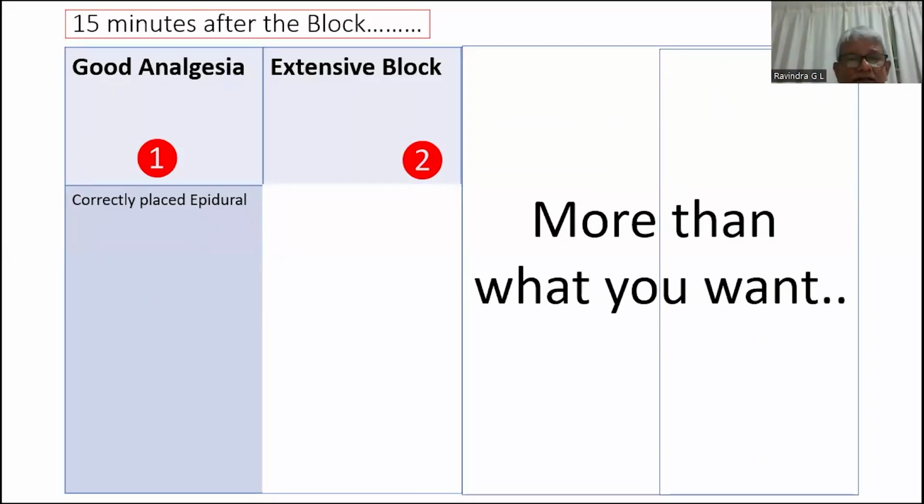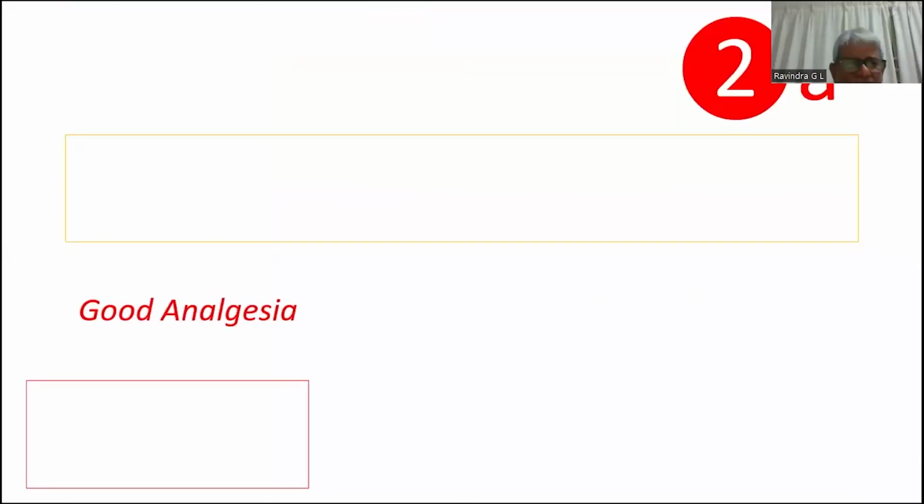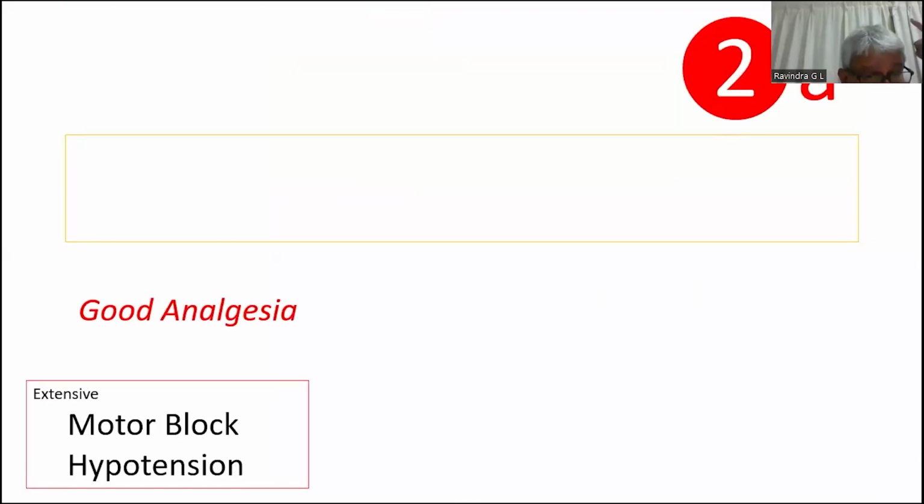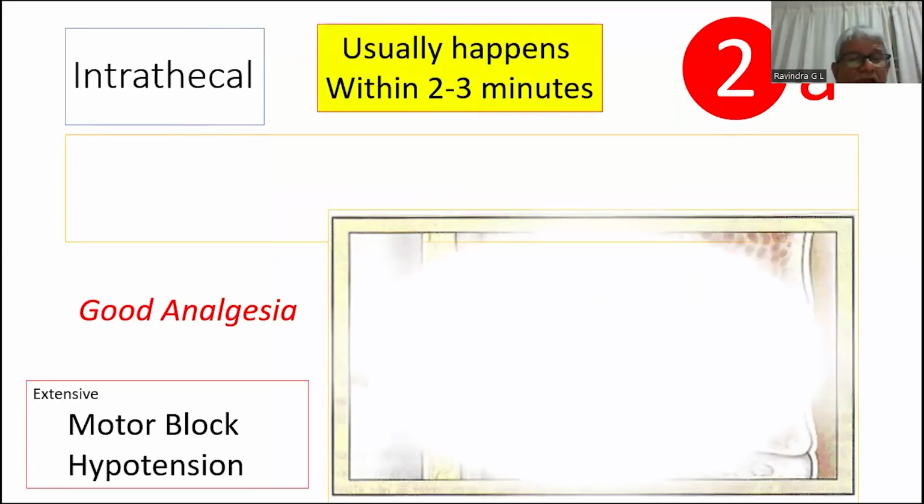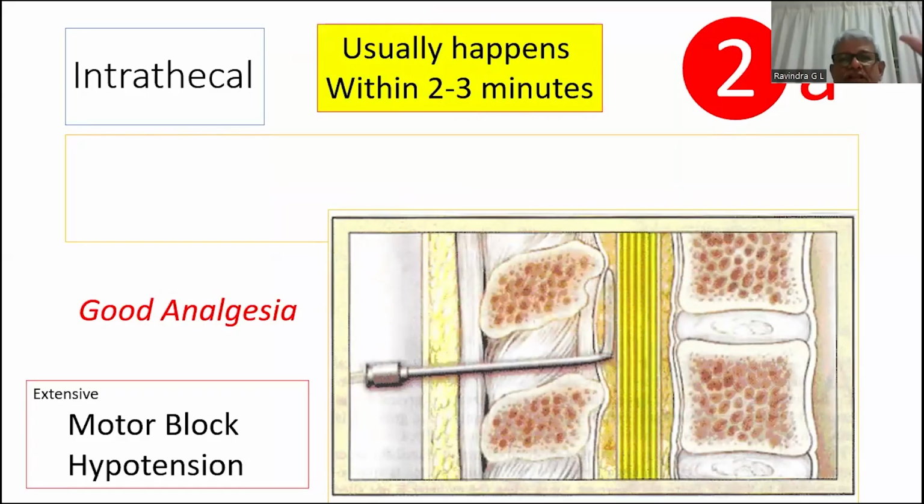The second one is an extensive block. More than what you want, more than what you expect has happened. Excellent analgesia, but there is excessive motor block and hypotension, usually within 2 to 3 minutes of giving the dose. And most of the time it is probably because the catheter is for some reason intrathecal. If it is intrathecal, whatever dose you have given is administered intrathecally, and that's why you're getting an extensive block.